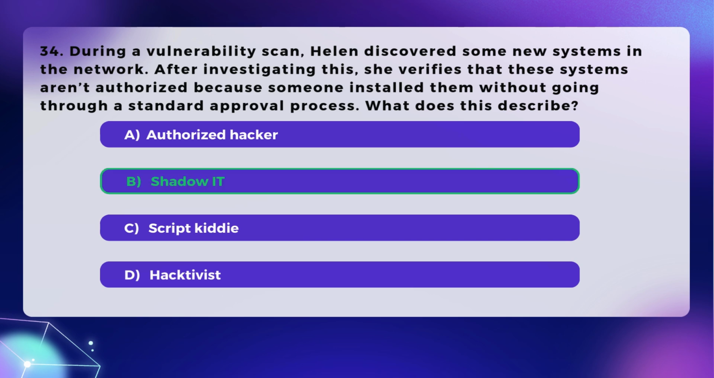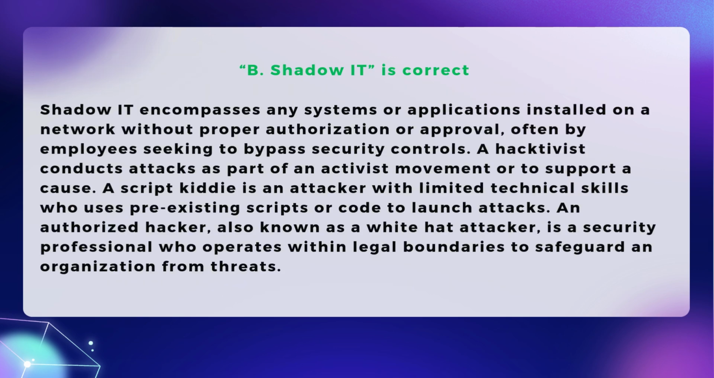The correct answer is B. Shadow IT encompasses any systems or applications installed on a network without proper authorization or approval, often by employees seeking to bypass security controls. A hacktivist conducts attacks as part of an activist movement or to support a cause. A script kiddie is an attacker with limited technical skills who uses pre-existing scripts or code to launch attacks. An authorized hacker, also known as a white hat attacker, is a security professional who operates within legal boundaries to safeguard an organization from threats.